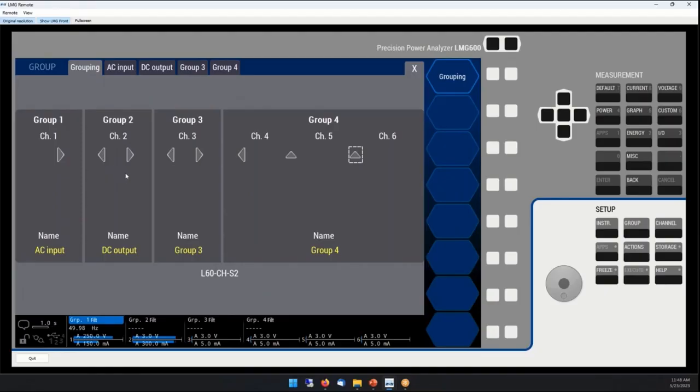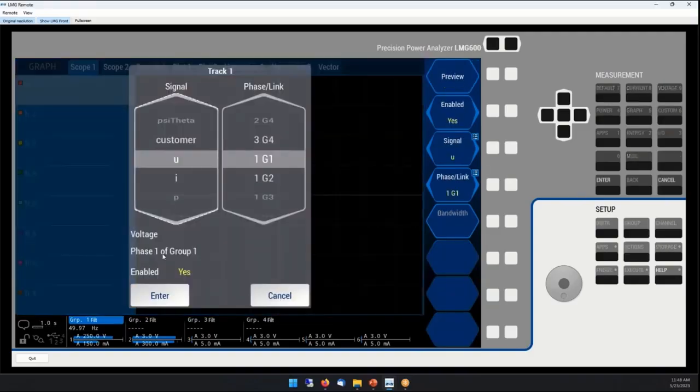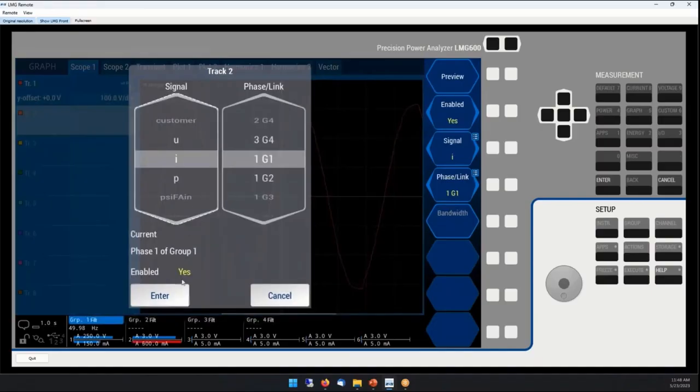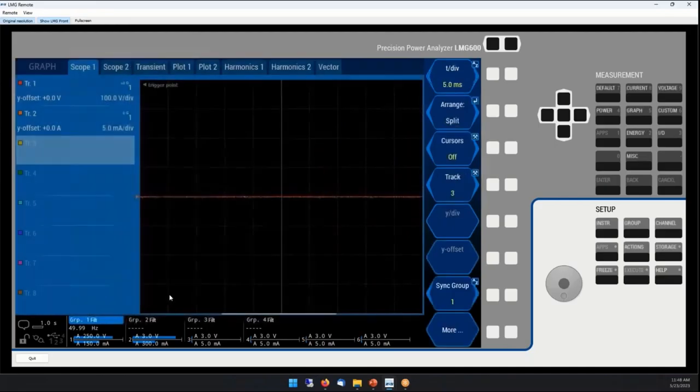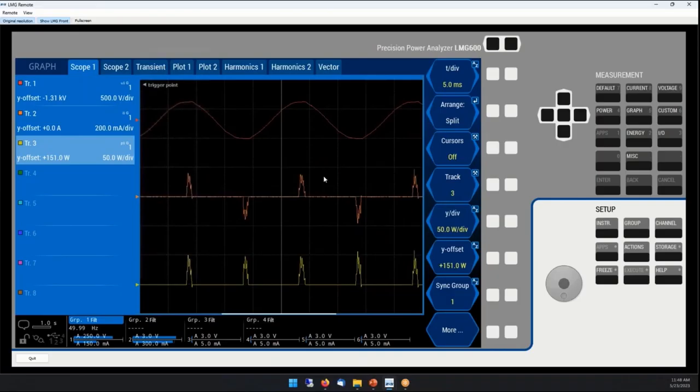So there we have our 2 groups, output, input. Let's take a look at the signals. I'm going to the scope graph, and I will place the voltage, current, and power on the AC side. Let's also split the signals so that we have a better view. Just a second. Yeah, there we see them.